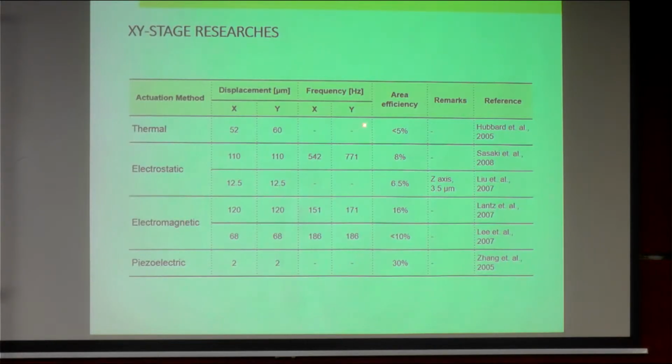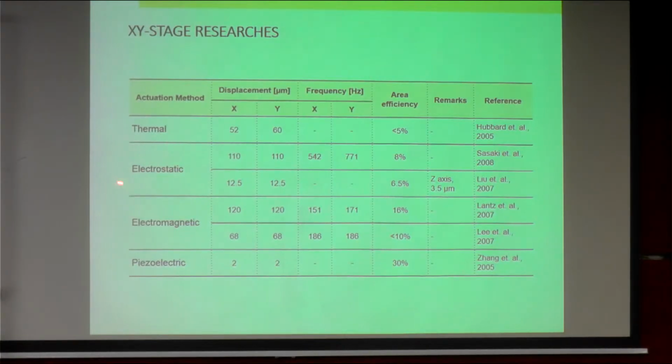So for this kind of microstage, X and Y movements are available. For example, with a thermal actuation method, the displacement can be in the range of 50 to 60 micrometers. Let's say this is 52 in the X direction and 60 in the Y direction. But for this design by Herbert, the area efficiency is less than 5%. I mean the usable area of the microstage.